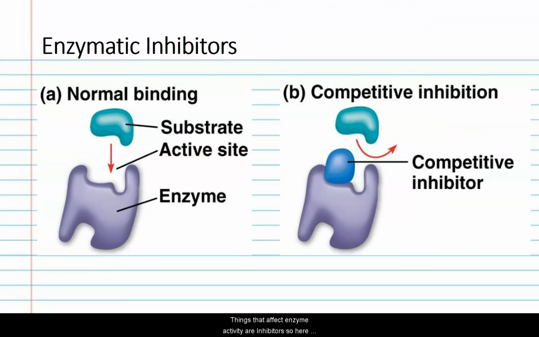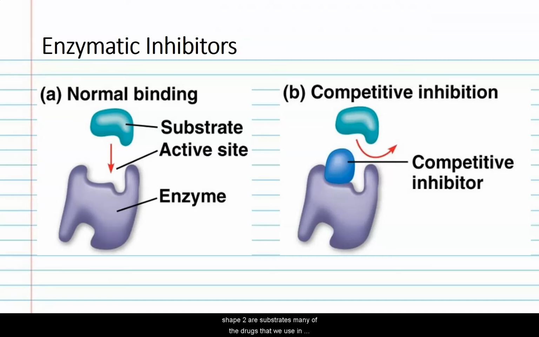Right, other things that affect enzyme activity are inhibitors. So here on the right-hand side of your screen, you can see my substrate and it's binding to the active site. You can see that the active site is complementary to the substrate. Inhibitors come in a couple different forms. An inhibitor is a molecule that prevents that enzyme catalyzed reaction from occurring. A competitive inhibitor is a molecule that binds to the active site of an enzyme instead of the substrate, right? So usually our competitive inhibitors are very similar in shape to our substrates.